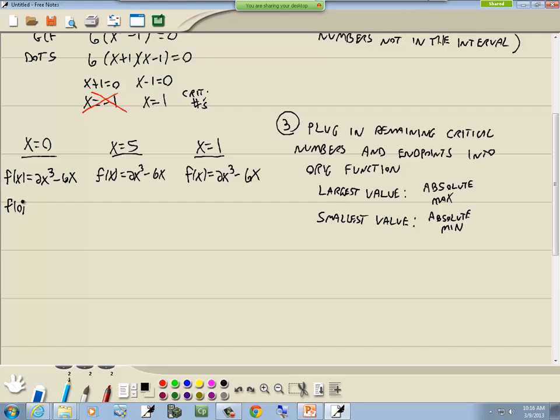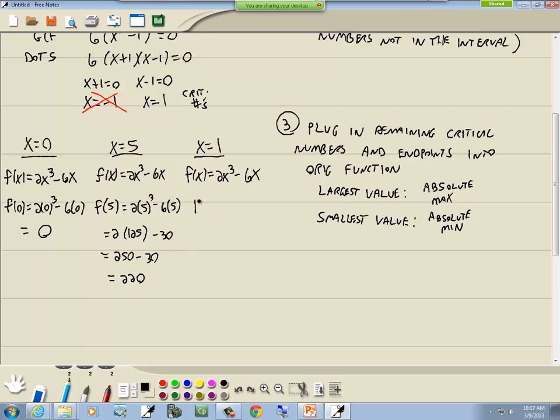So f of 0 is going to equal 2 times 0 to the third minus 6 times 0. Well, 0 to the third is 0, times 2 is 0. 6 times 0 is 0. 0 minus 0 is 0. On this one, I'll plug in 5. So we got f of 5 is equal to 2 times 5 to the third minus 6 times 5. 5 to the third is 125. 5 times 5 is 25, times another 5 is 125. 2 times 125 is 250, minus 30, 6 times 5, equals 220.